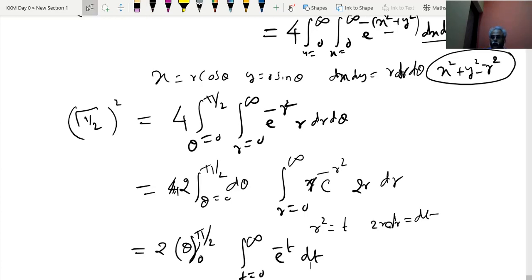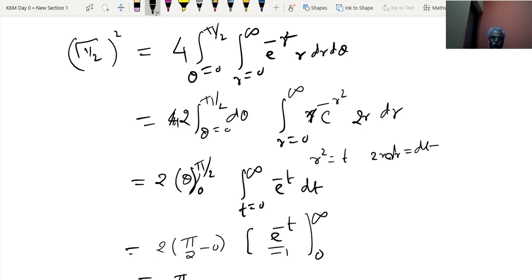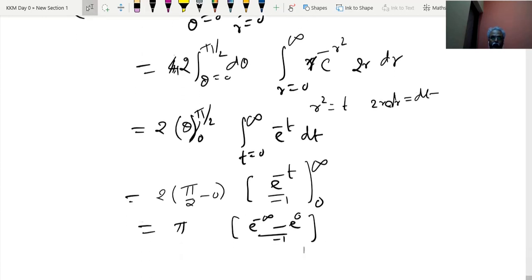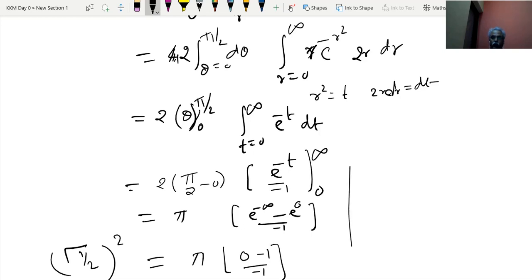Hence, if we integrate and substitute the value, 2 times pi by 2 minus 0, upper limit minus lower limit. And this is integrable now, e raised to minus t by minus 1 from 0 to infinity. This term is pi, and this term, e raised to minus infinity is 0, minus e raised to 0 divided by minus 1. So it is quite evident that gamma half whole square has taken this shape now. We are in the last step of proving a historical, very beautiful result. Pi into this is 0, this is minus 1, minus 1. Hence this becomes 1.